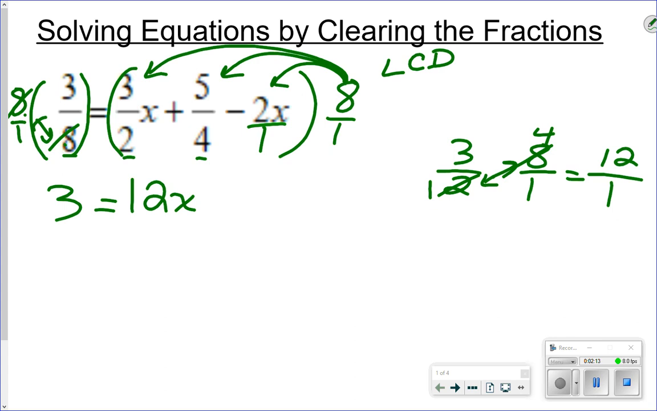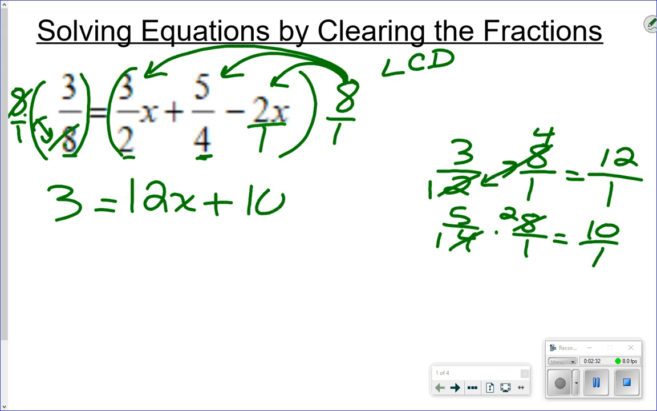The whole point of this is we are getting rid of those fractions by doing this. Then you're going to do the 8 times the 5/4. So 4 times 8. Cross cancel. Divide both of these by the factor 4, 1, and 2. Then multiply across. That gives us 10. And then this is just 8 times 2. They're both over 1, so they're just whole numbers. So you do 8 times 2, that'll give you 16x.